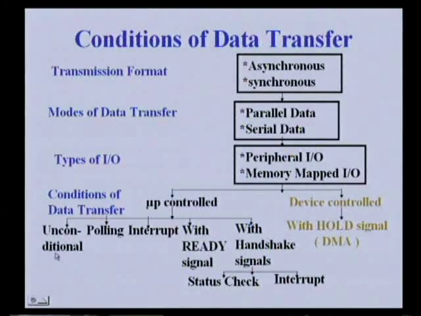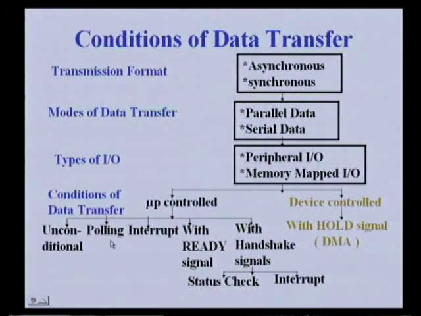First one is unconditional data transfer. In this situation, processor assumes that the device is always available. Hence, processor sends data to the device as and when it wants, and after sending data, processor will go on executing its next instruction. Example for this is LED ports, and whenever data is sent to the LED port, simply LEDs will display it. This is unconditional data transfer.